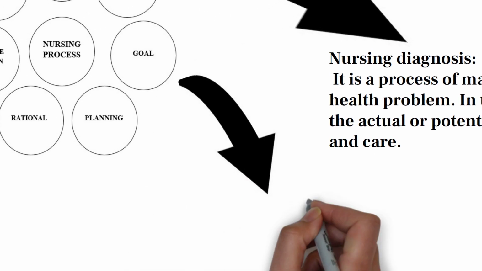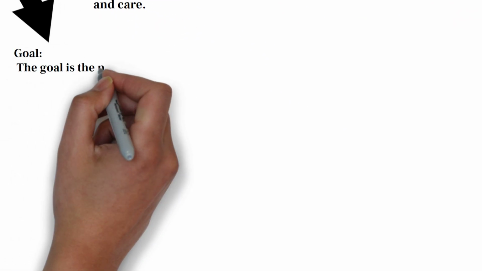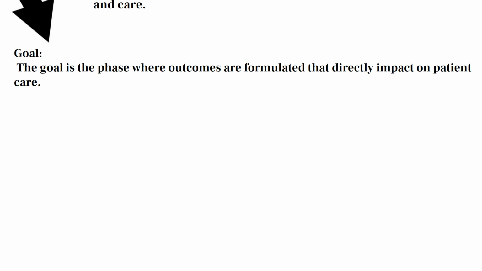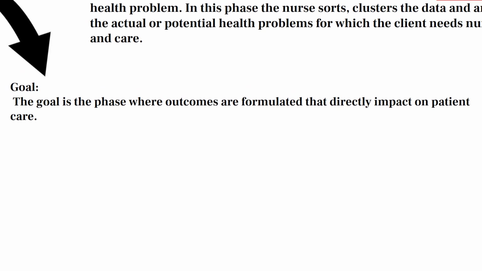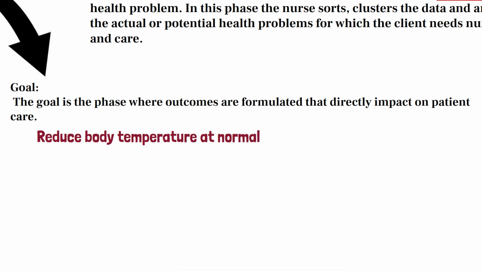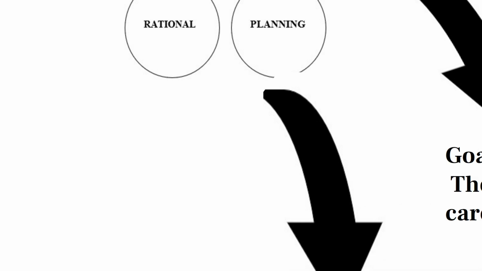So next step is goal. The goal is the phase where outcomes are formulated that directly impact patient care. So before giving any kind of care to the patient, the nurse sets their outcome or goals regarding the nursing diagnosis. So from the example you can see the nursing diagnosis is hyperthermia. So the goal of the nurse will be to reduce the body temperature. The goal here is to reduce body temperature to normal.